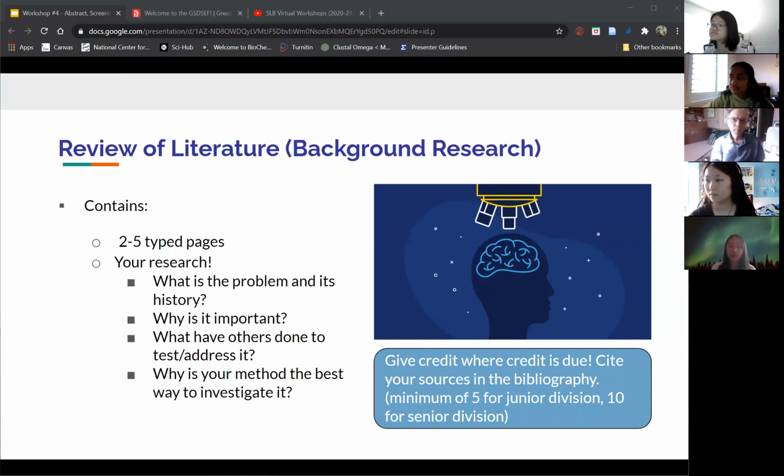You really want to review this before you present your project, because a judge may ask you questions about the background research. Although it's okay not to know exactly every single detail, you should know the problem very well and be able to say why it is important and how it is related to your project.